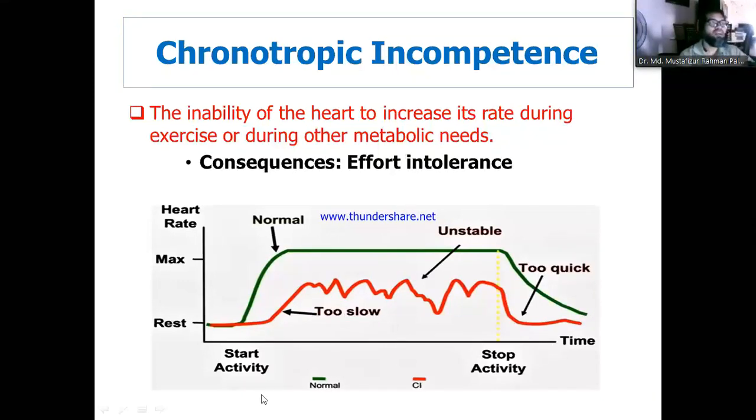If chronotropic incompetence occurs, when you start the activity the heart rate will not rise normally, it rises very slowly and gradually, and it is not a stable condition, it goes up and down. It is unstable, not a plateau status. So the patient will not be able to take that much effort. It will go up and down, and the patient will complain of shortness of breath or effort intolerance. And when you stop the activity, the rate suddenly falls, and at that time somebody may fall or have a blackout. So this is chronotropic incompetence.